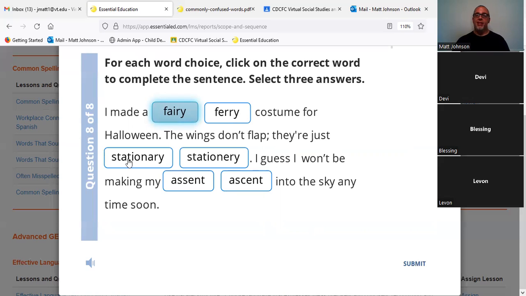So fairy here, costume for Halloween. The wings don't flap, they're just stationary. So we need A-R-Y, because E-R-Y is the things we use to write. I guess I won't be making my ascent into the sky anytime soon. So as I said, right, it's rising up into the sky. It's ascent, or any version of that, right? Anything that's rising, if it's ascension or ascended or ascending or ascent, right? Any of those are going to be something that's rising. It's a verb. Whereas assent, A-S-S-E-N-T, is to be in agreement.